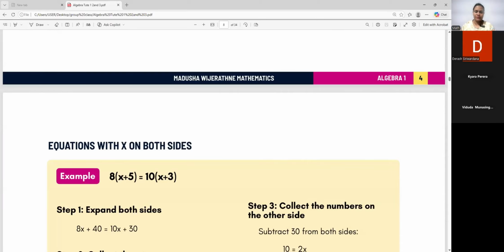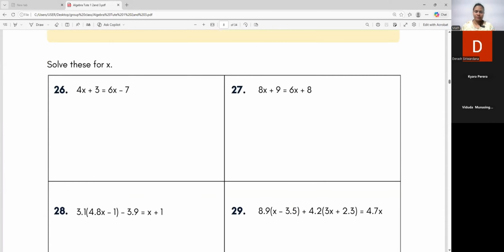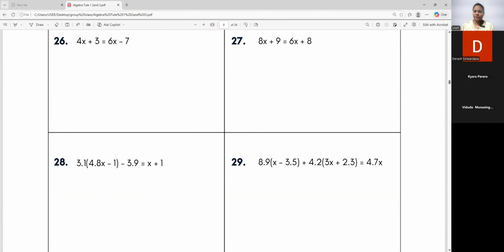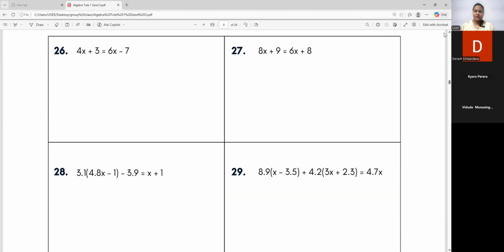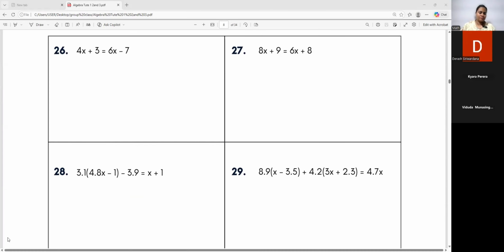Page number 5. Do 26 and 27. There's no any brackets. You have to collect all the x terms into one side and simplify. 26 and 27. 26th one: 4x and 6x.